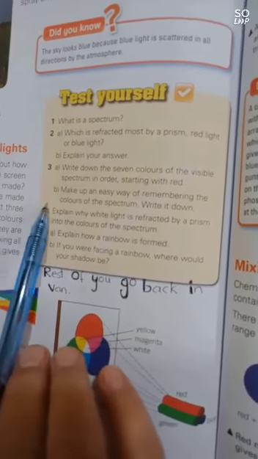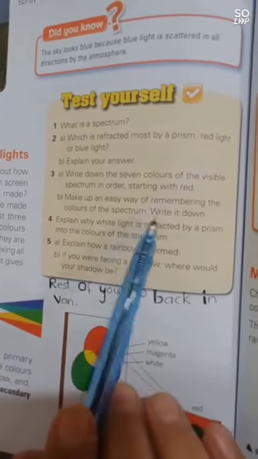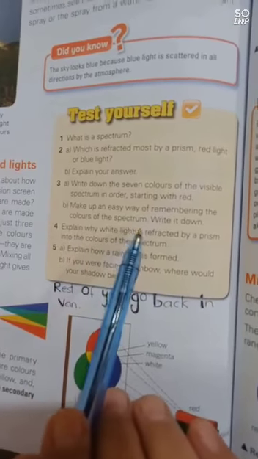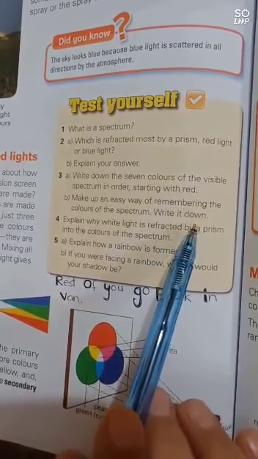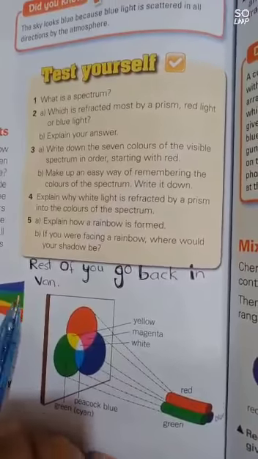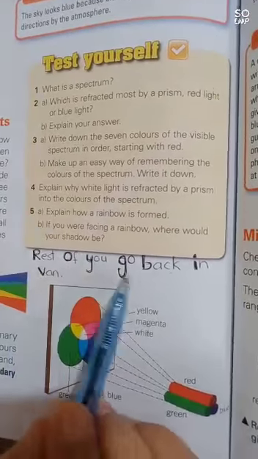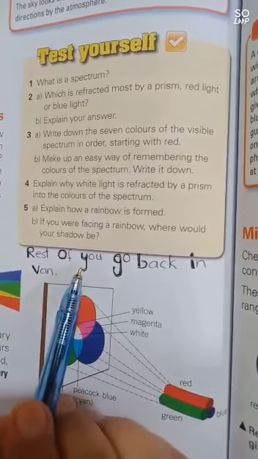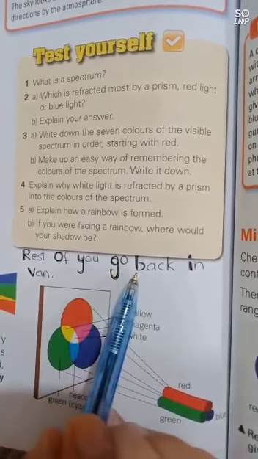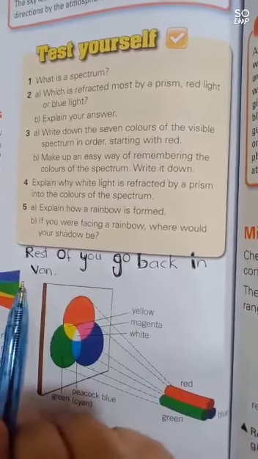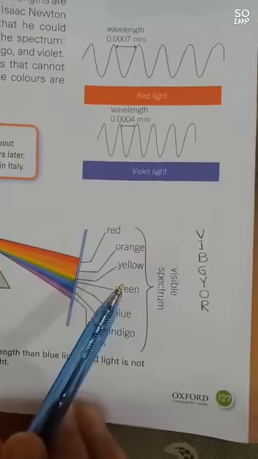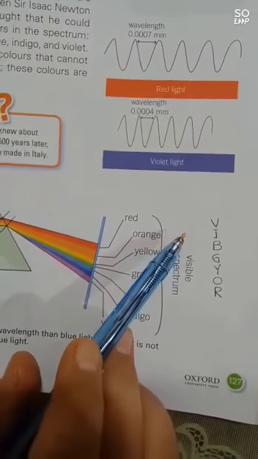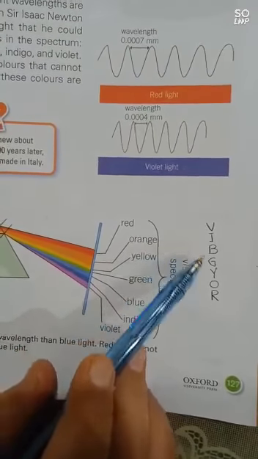Question number 3, part B. Make up an easy way of remembering the colors of the spectrum. Write it down. The answer is: Rest of you go back in van. R for red, O for orange, Y for yellow, G for green, B for blue, I for indigo and V for violet. Another way of remembering the colors of the spectrum is VIBGYOR.